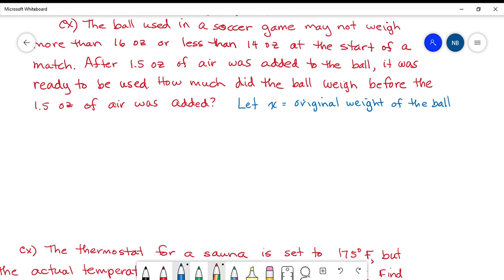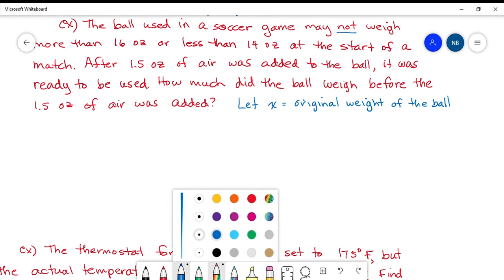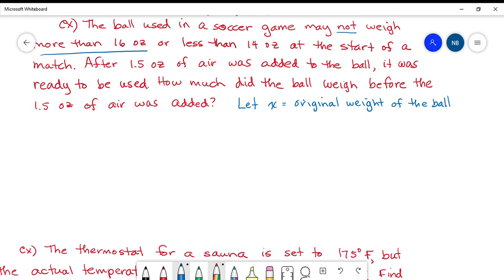Now let's look back at what happens in our problem. It may not weigh more than 16 ounces. That means it has to weigh less than 16 ounces. And it may not weigh less than 14 ounces. Remember that not right there, that negating word. After 1.5 ounces of air was added. Okie dokie. So we started at x.